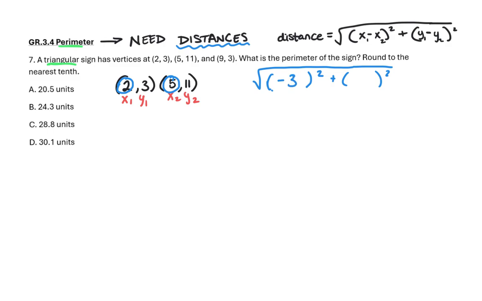Then let's do the same with our y's. I get 3 and 11. So 3 minus 11, and I get negative 8. All right. So I know I skipped a little step there. I didn't show putting them in the formula. Negative 3 squared means negative 3 times itself. So negative 3 times negative 3 makes positive 9. Negative 8 times negative 8 makes 64. So square root of 73 would be a good answer for that.